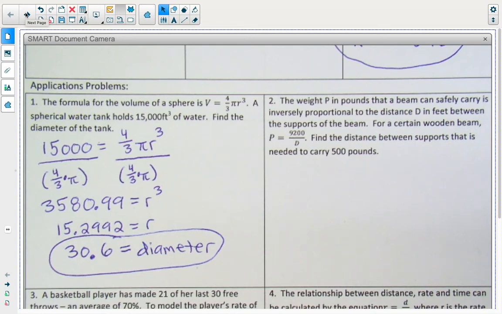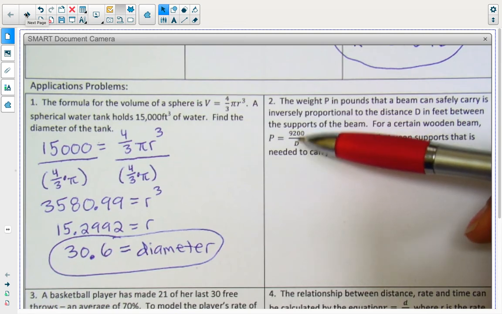All right, number 2. The weight P in pounds that a beam can safely carry is inversely proportional to the distance D in feet between the supports of the beam. For a certain wooden beam, P equals 9,200 divided by D. Find the distance between supports that is needed to carry 500 pounds. This is an inverse variation problem. I know that because of the way that the problem is set up.